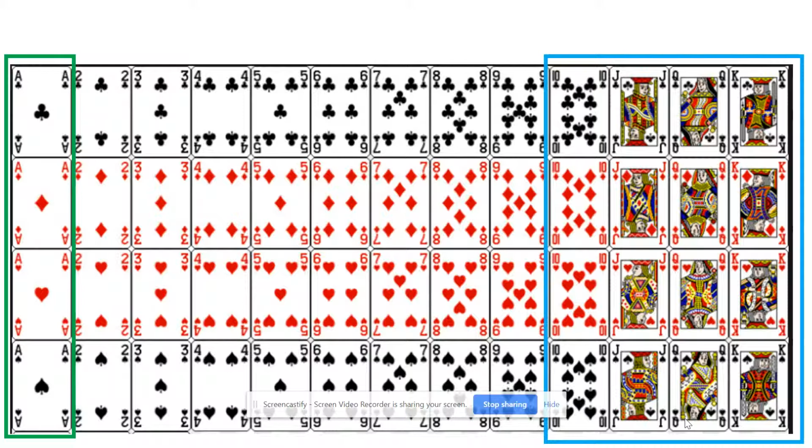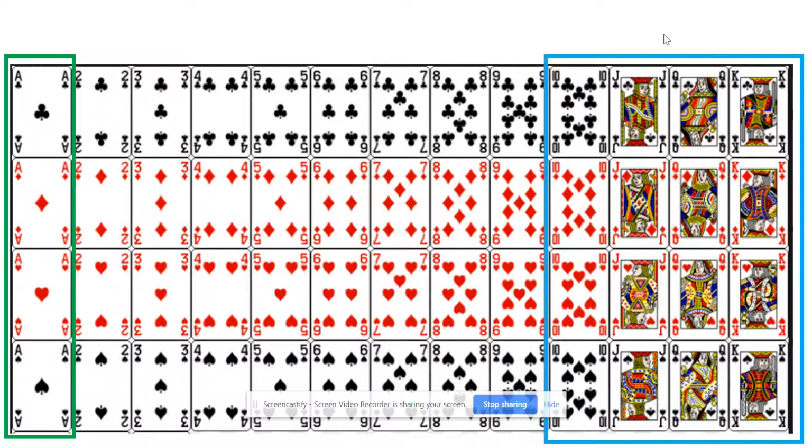So here's what that 52 card deck would look like. We have 4 suits, and in each suit, ace up through king. All right, so for us to achieve a blackjack, we're going to need one of these 4 aces paired with one of these 16 cards, which are all considered 10 points in blackjack.